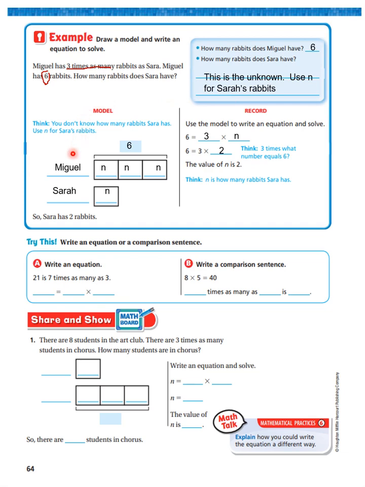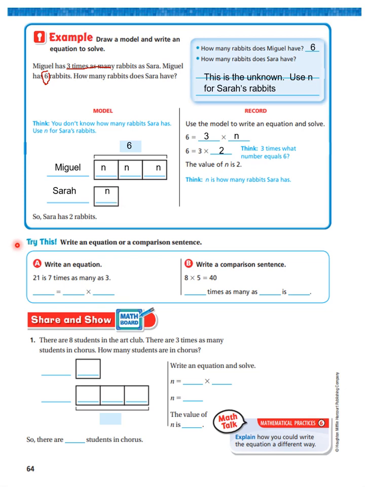So now we can use the model. Miguel has 6 rabbits right here, and he has 3 times as many as Sarah. Do you see that? He has 6, and he has 1, 2, 3 times as many as Sarah. So 6 equals 3 times n. 6 equals 3 times 2. Think, 3 times what number equals 6? So the value of n is 2. N is how many rabbits Sarah has. She has 2. 2, 4, 6. That's how many Miguel has, and Sarah has just 2.